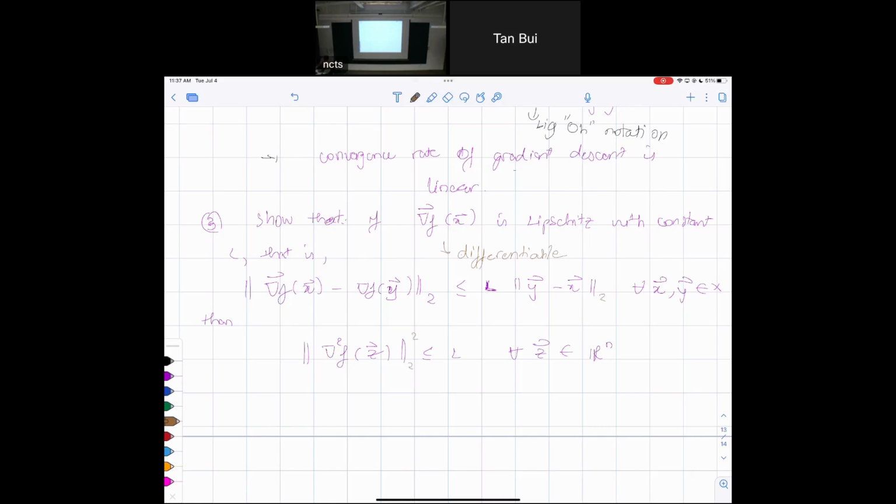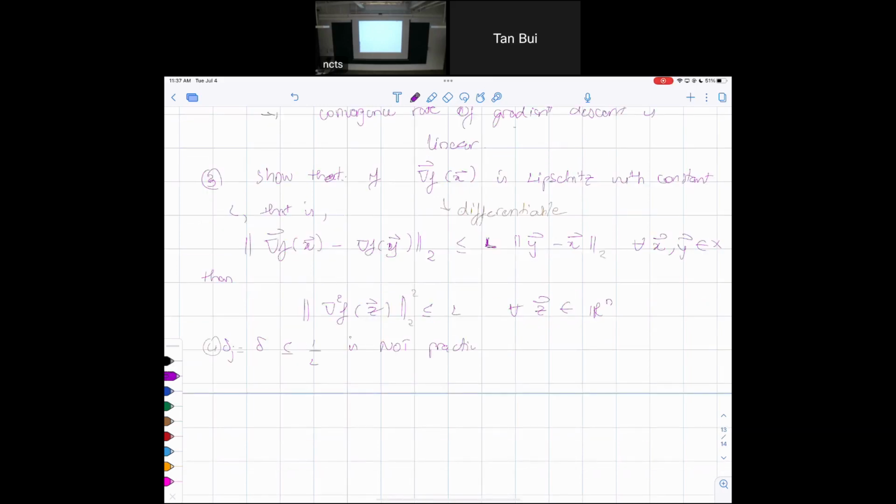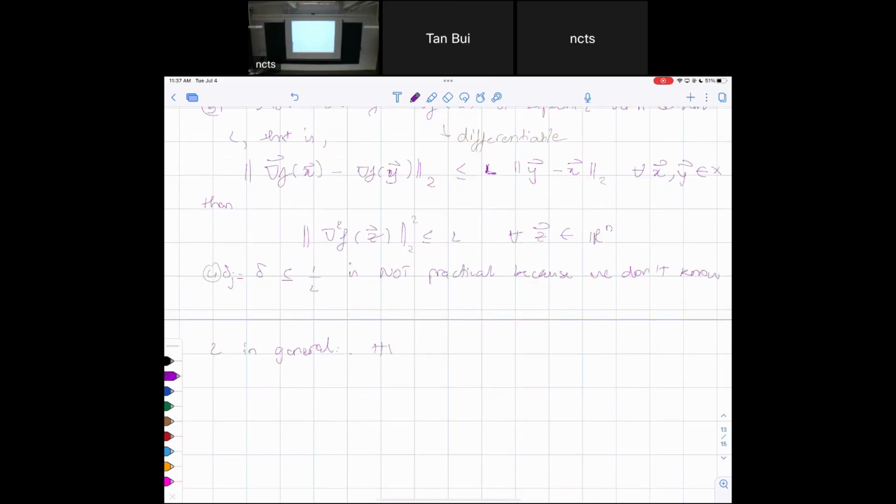I would also like you to see that choosing delta_j equal to delta less than 1 over L is not practical, because in general we don't know L. Check; that's homework for you. What should we choose?